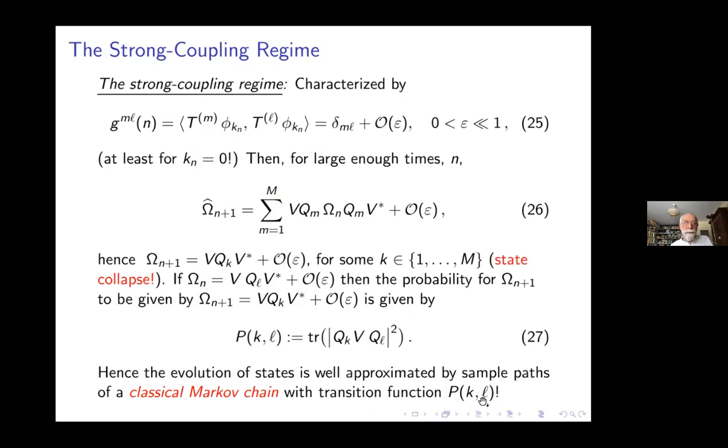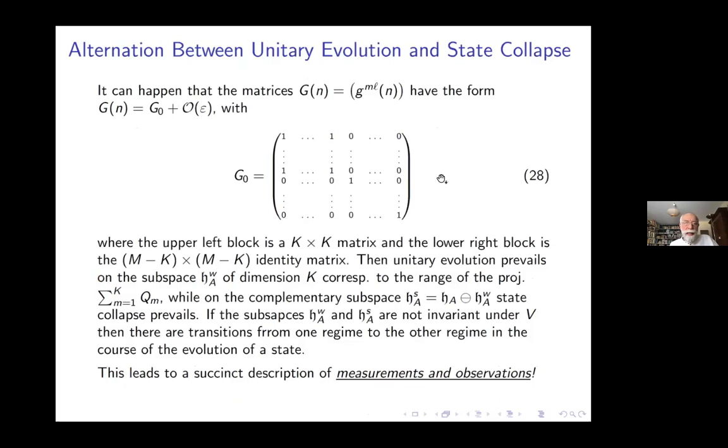Now, of course, we can check what happens when we mix weak and strong coupling. We can imagine that the matrix G M L of N has the form: all ones between 1 and capital K and then zeros between K plus 1 and M, and downstairs also ones from 1 to capital K and then zeros from K plus 1 to M. So this upper left matrix just consists of identities, the upper right just of zeros, the lower left of zeros, and the lower right is simply the identity matrix. Then up here we have weak coupling and down here we have strong coupling.